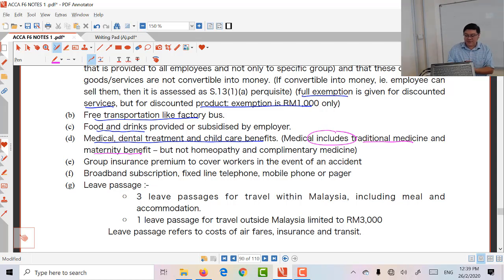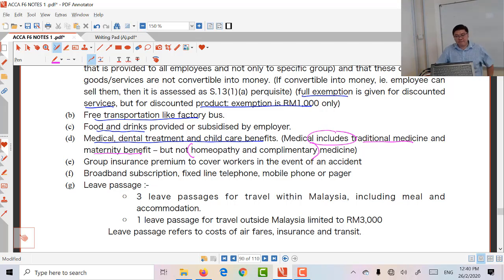Now, the exemption is only given when you are going for traditional medicine or maternity. Now, it does not include homeopathy, complementary. For example, women, after they give birth, they want to go for massage to help their body to recover. But that one is under homeopathy or complementary. Or you want to go for aromatherapy. Or you go for what? Ayurvedic. All right? These are all not considered as traditional medicine. So there's no exemption.